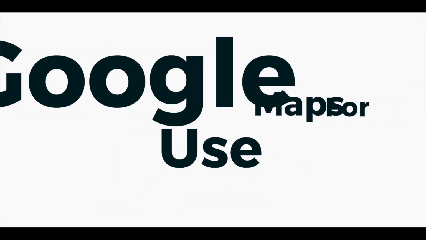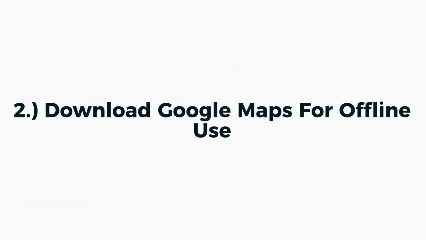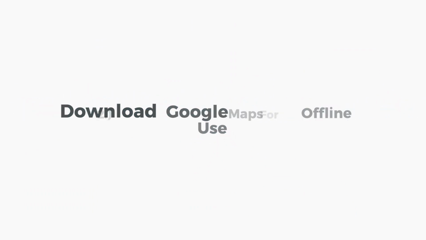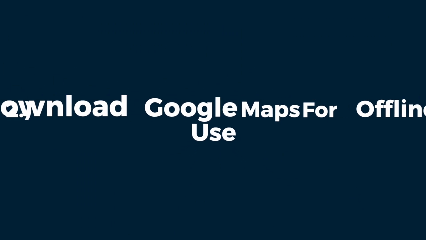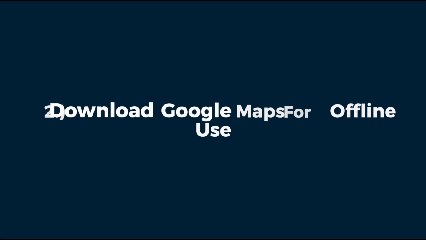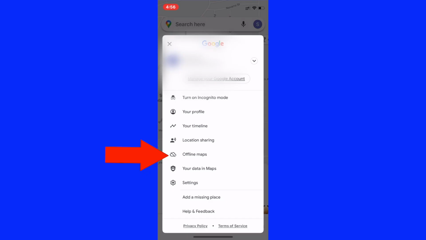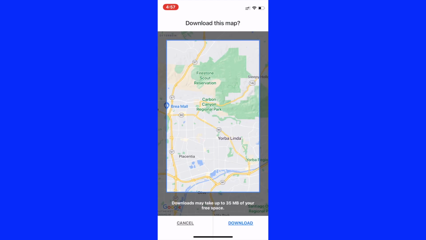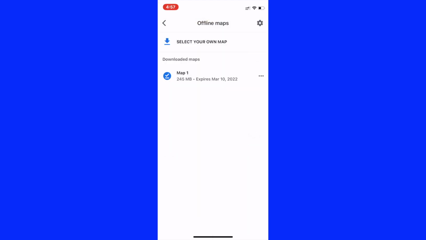The next thing you want to do is to use Google Maps offline. Google Maps allows you to download their maps for offline usage. This means you can continue to use turn-by-turn navigation without the need to use your cellular data. So open up Google Maps, select your own map, and pick the area that you want to download. Once the map has been downloaded, it will be stored on your device.